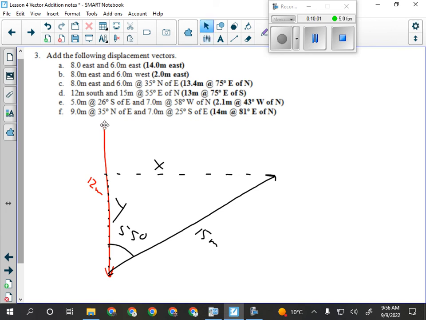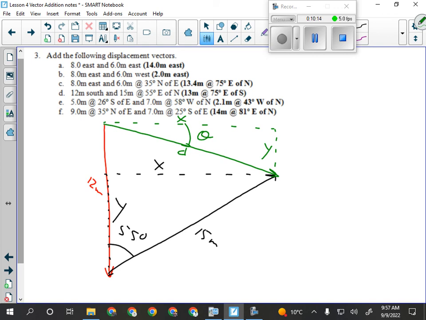I haven't drawn the resultant in yet. So this would be my resultant right here. Okay, so that would be my resultant vector. This would be my resultant displacement, resultant x, resultant y. Okay, I'll give you a few more minutes to work on that before I do the rest. Okay, so let's walk through this one here.